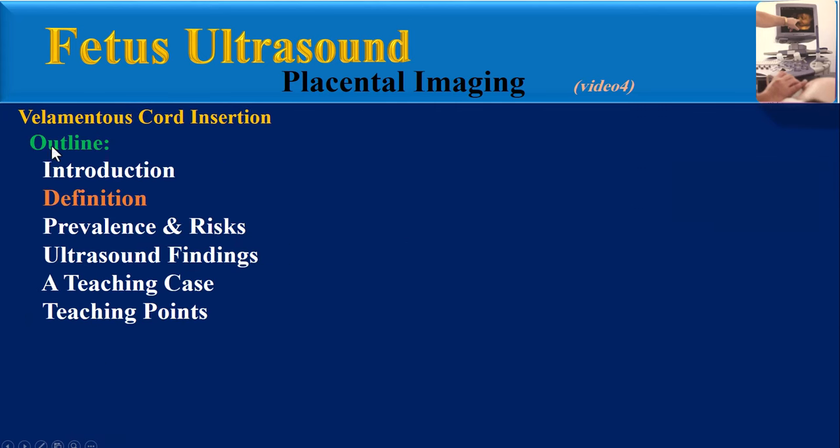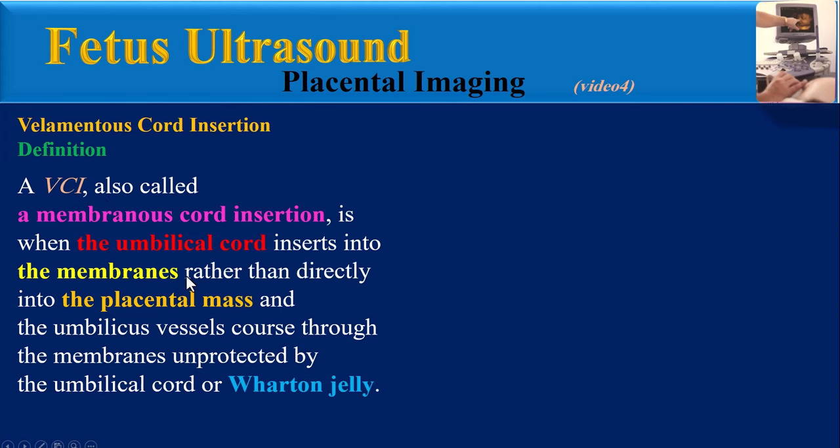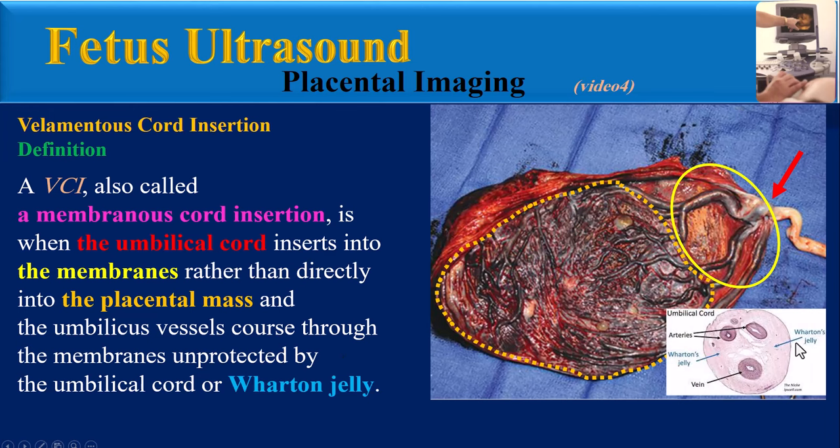The definition of velamentous cord insertion. It's also called a membranous cord insertion. It is when the umbilical cord inserts into the membranes rather than directly into the placental mass, and the umbilical vessels course through the membranes unprotected by the umbilical cord or Wharton jelly.